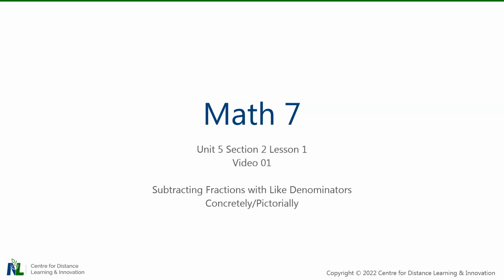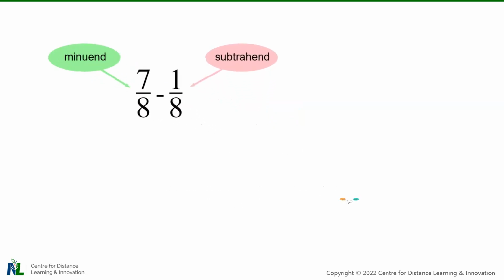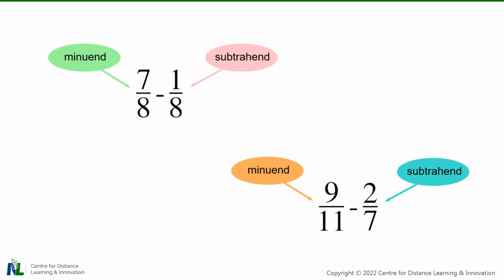The second section of Unit 5 will focus on the subtraction of proper fractions. It is worth noting that throughout this section, the first fraction, the minuend, will always be greater than the second fraction, the subtrahend.